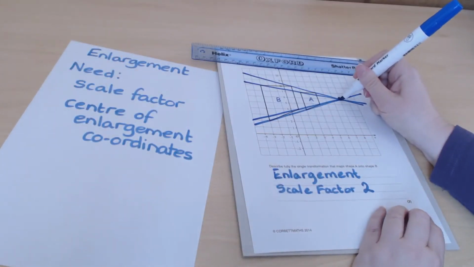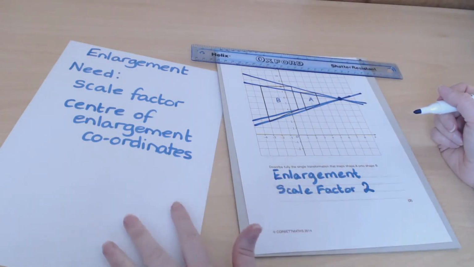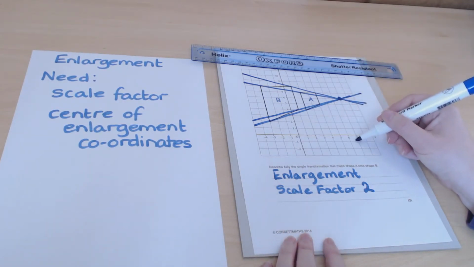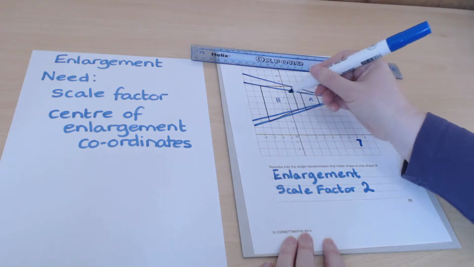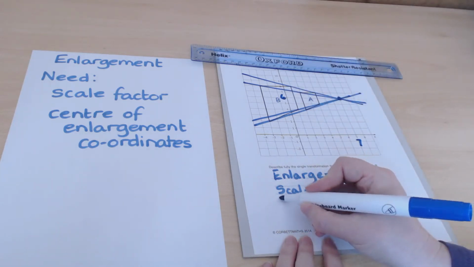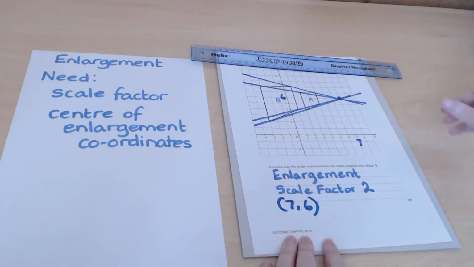This is the point where all of those lines cross, so that is the center of enlargement. So we just need to write down the coordinates of that point, which is 7 here, and this way is 6. So our coordinates for our center of enlargement is 7, 6.